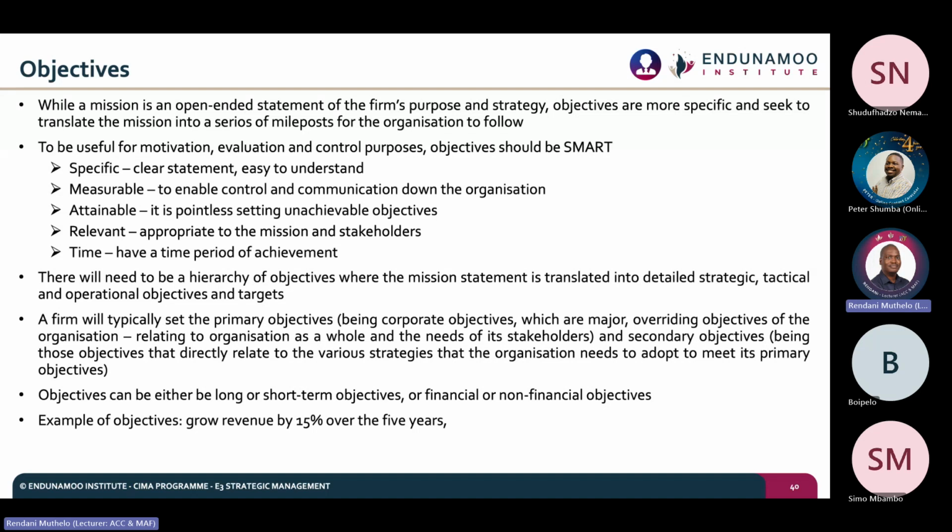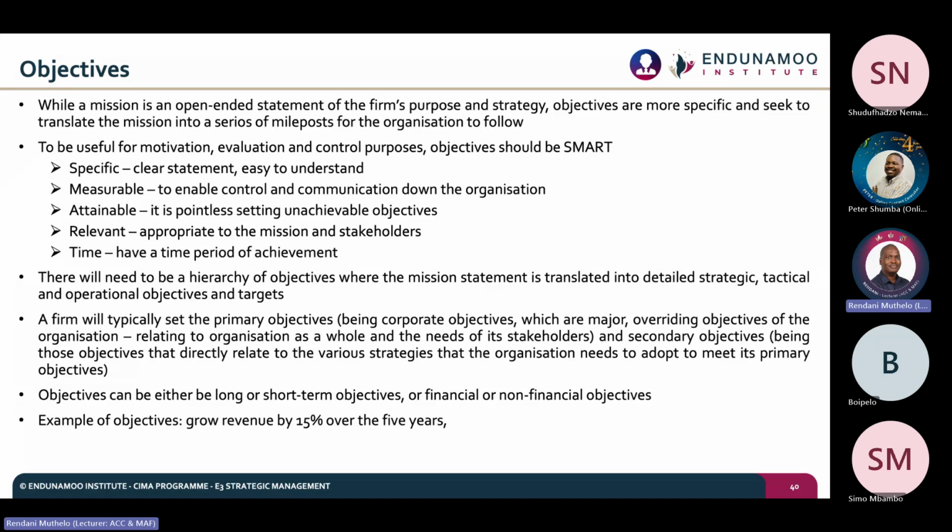Then, what about the hierarchy of objectives? It may be translated into strategic, tactical, as well as operational objectives, which makes sense. Generally, we talk about strategic objectives being the ones that will help us to know whether we are achieving our mission. Then we take them down to tactical, which will maybe loosely translate into yearly, 6-month, weekly, and so on objectives. A firm may also have corporate objectives, which are the primary or broad objectives of an organization.